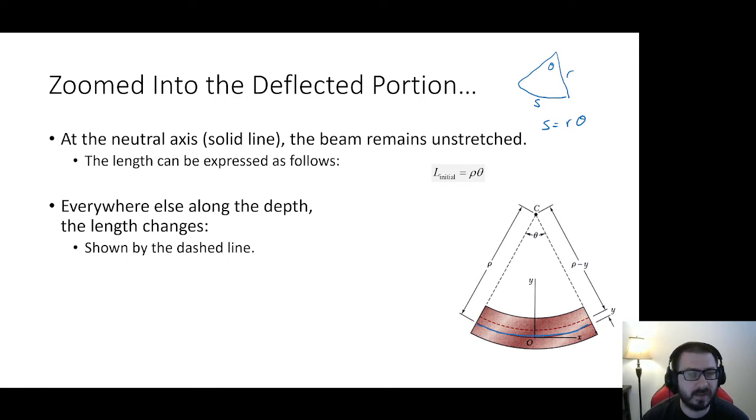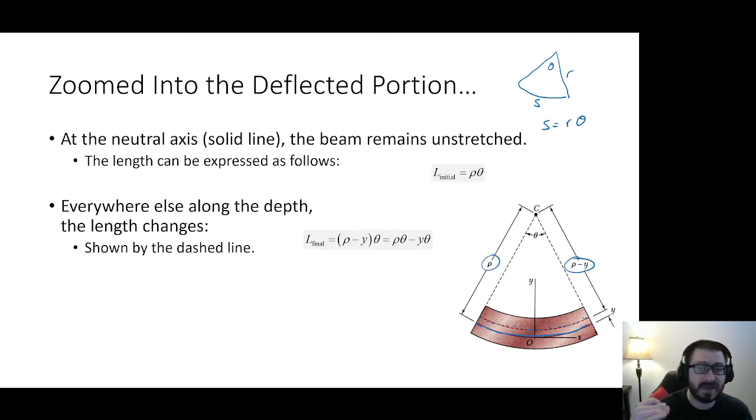Everywhere else along the depth of the beam, the length changes. In other words, this dashed line right here, this one that I'm coloring in blue, has a different length than the unstretched portion. So there's an undeformed and a deformed length. The deformed length is just the angle times the new radius. And instead of rho, the new radius is rho minus however far away you are from the neutral axis, or from the centroid. This is just chugging out the algebra a little bit, distributing that.